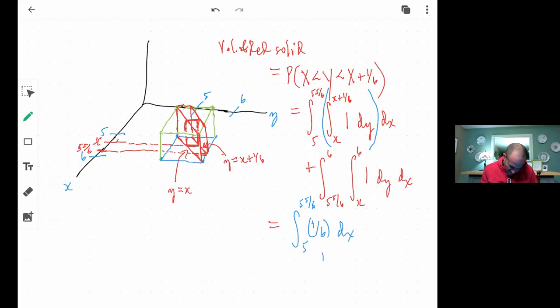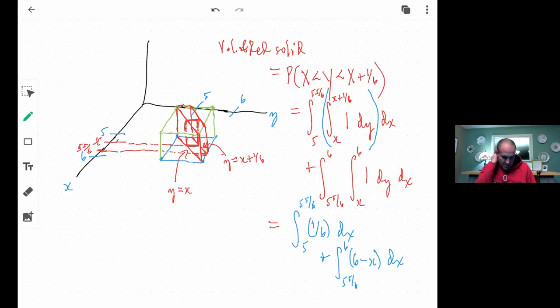dx plus, okay, what about this other one? Well, it's going to be the integral from 5 and 5/6 up to 6 of, right? So what's that inner thing going to be? It's going to be the antiderivative y, and it's going to be 6 minus x, okay, dx.